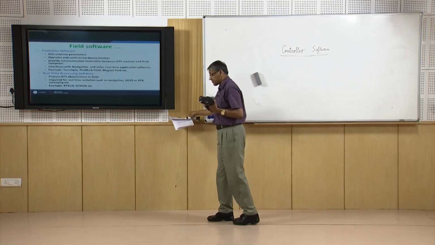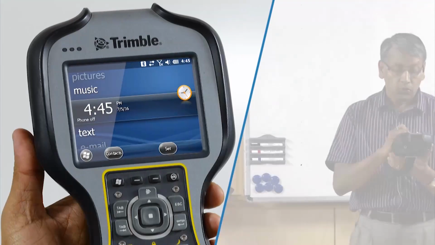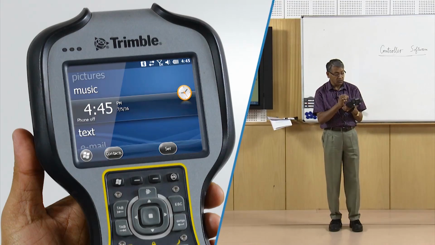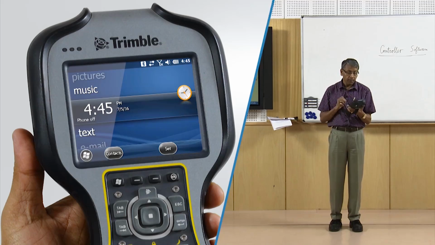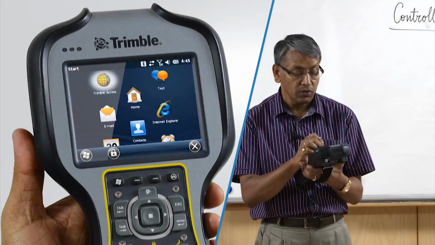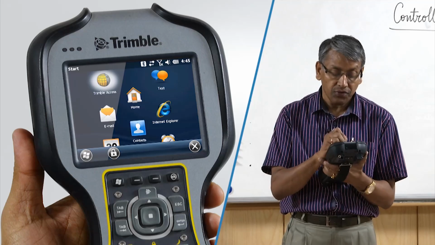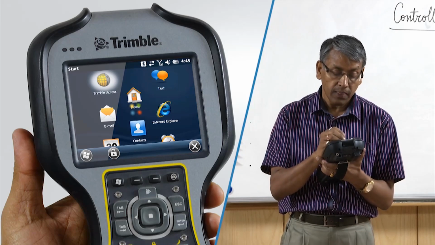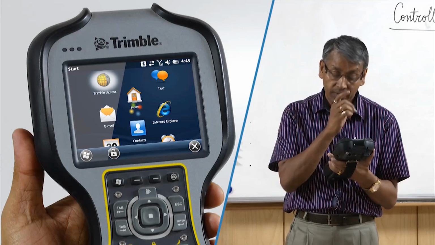Controller software that is available inside this controller. To find out the controller software that is being used by this controller, we first tap the start, and here you can see in the start menu itself this Trimble Access is the controller software that is available within this controller. So now it is opening.